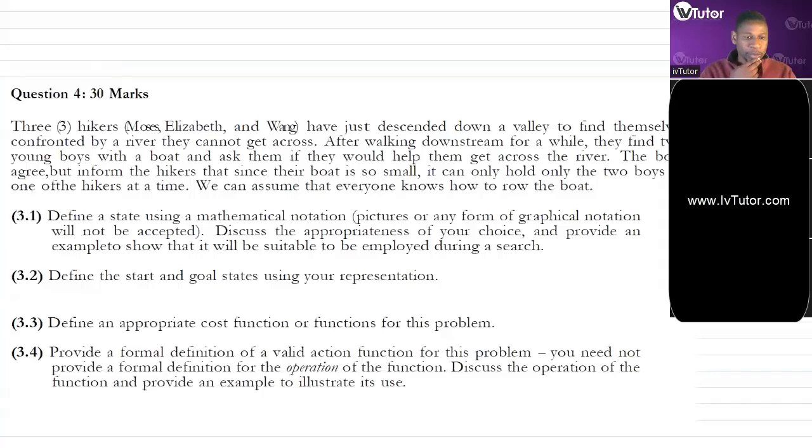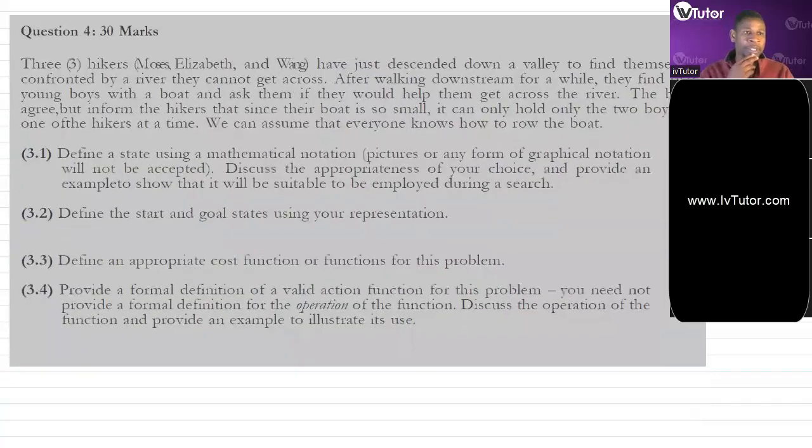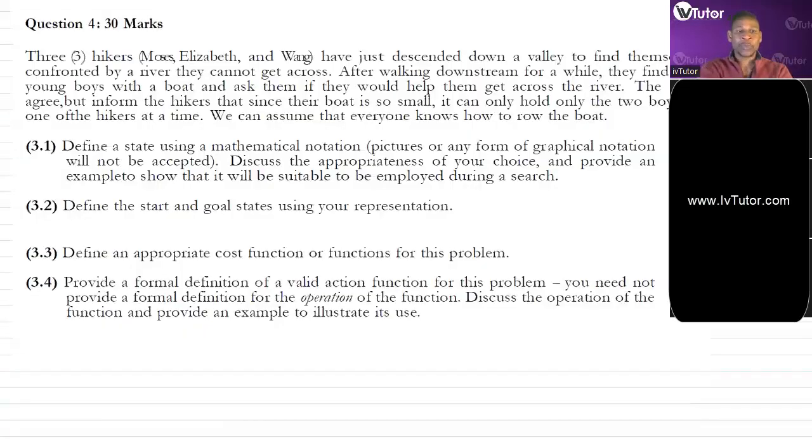So question 4 talks about 3 hikers, Moses, Elizabeth, and Wayne. They've just descended down a valley to find themselves confronted by a river they cannot get across. After walking downstream for a while, they find 2 young boys with a boat. They ask them if they would help them get across the river. The boys agree, but inform the hikers that since their boat is small, it can only hold 2 boys or one of the hikers at a time. We can assume that everyone knows how to row a boat.